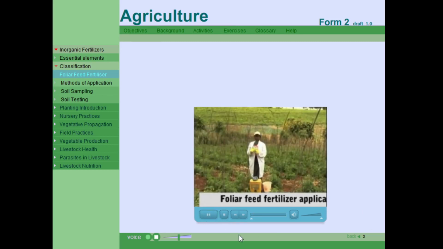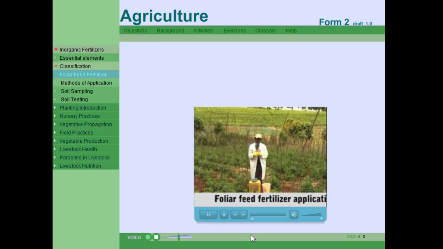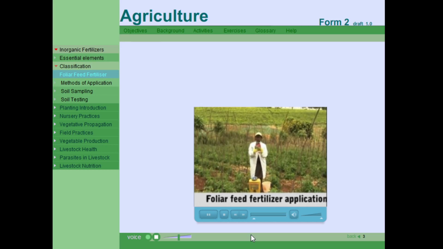Another field management practice is spraying of the crops with foliar feeds, fungicides, and insecticides. But today I'm going to spray the crops with a foliar feed. The foliar feed is necessary for fruit and flower development. So when applying the foliar feeds, you're supposed to follow the manufacturer's instruction.